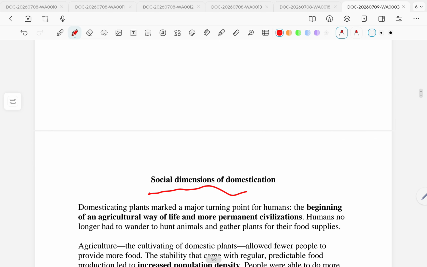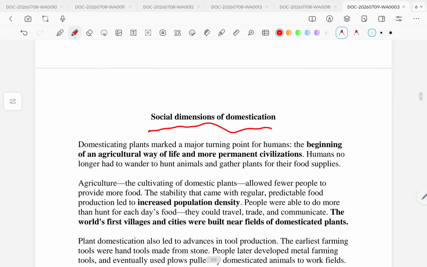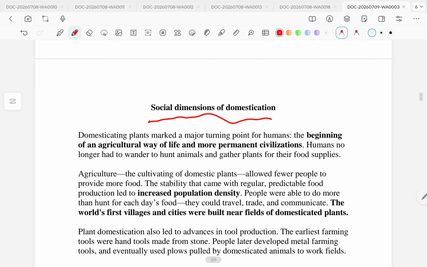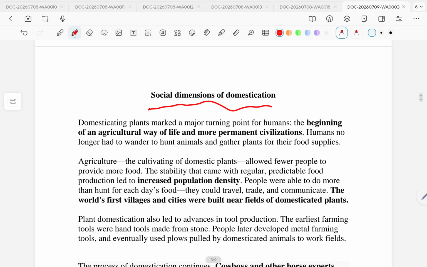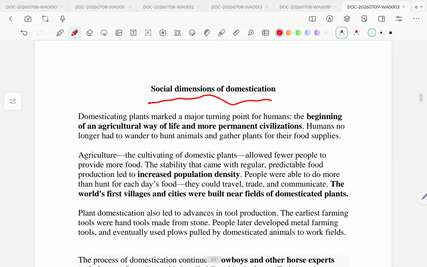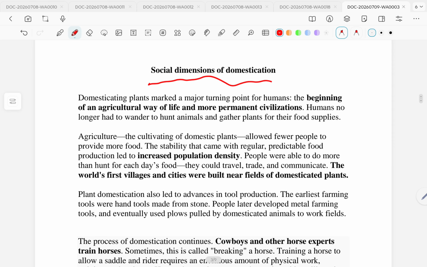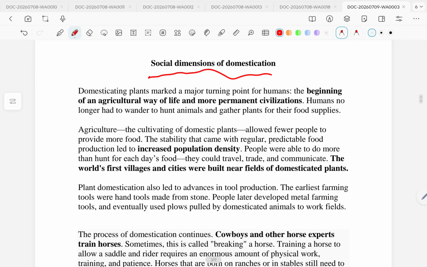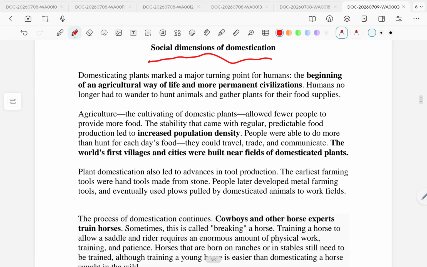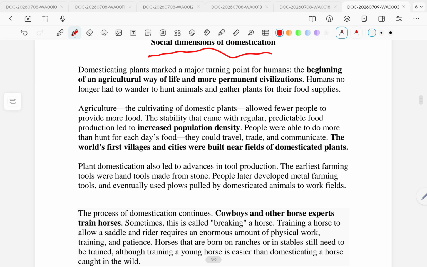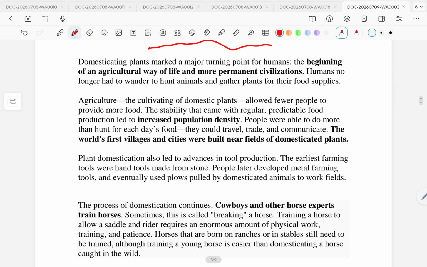Social dimension of domestication. Domestication of plants marked a major turning point for women, the beginning of an agricultural way of life and more permanent civilization. Women no longer had to wander to hunt animals and gather plants for their food supply. Agriculture, the cultivating of domestic plants, allowed fewer people to provide more food. The stability that comes with regular, predictable food production led to increased population density.